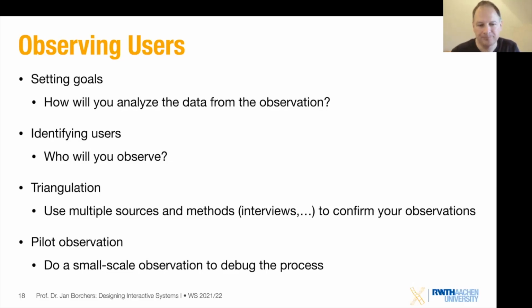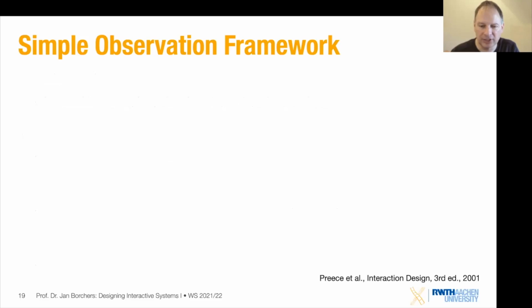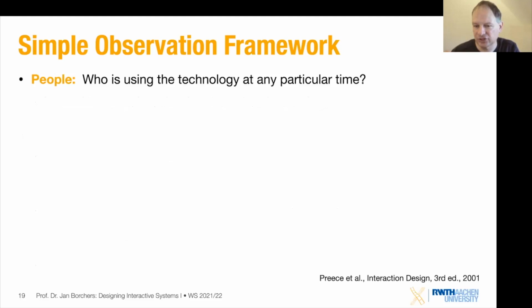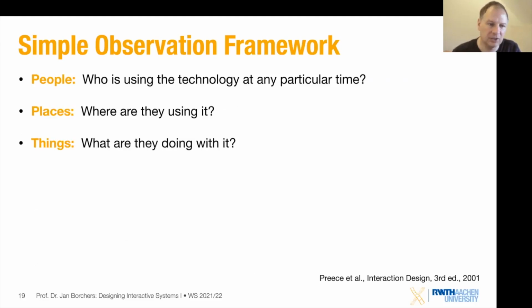To give you a framework on what kinds of things you might want to look for in an observation, we're going to unroll one that is taken from a book called Interaction Design, written by Jenny Preece and colleagues. It's a good book that's quite elaborate on these non-technical aspects of interface design. So the simple observation framework they're suggesting in there is people, places, and things. Who's using the tech at any time? Where are they using it? And what are they doing with it?